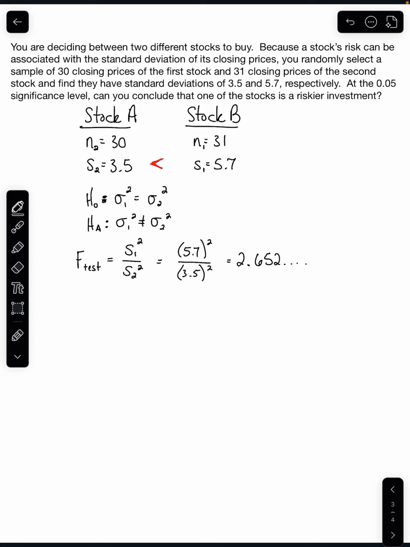We also need to establish the degrees of freedom of the top and bottom. So our degrees of freedom of the numerator is going to be n sub 1 minus 1, where n sub 1 is 31, and therefore the degrees of freedom of the numerator is 30. The degrees of freedom of the denominator is n sub 2 minus 1, 30 minus 1, which gives us 29 for the degrees of freedom of the denominator.